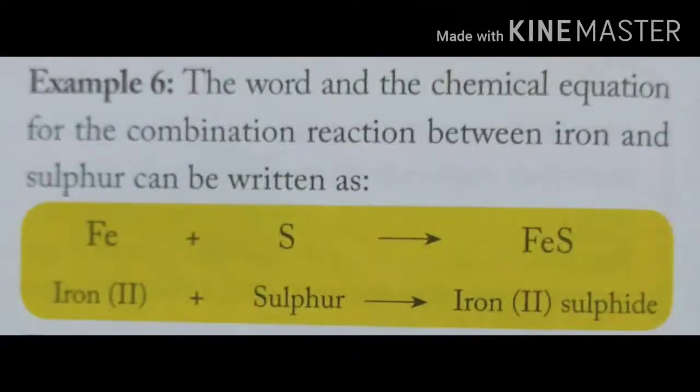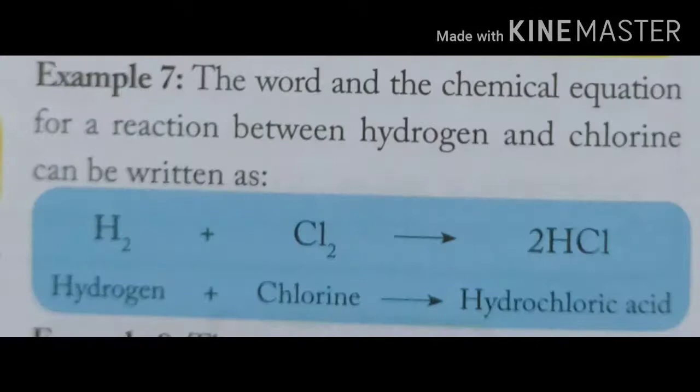Moving to example 7, the word and chemical equation for hydrogen and chlorine can be written as hydrogen plus chlorine giving 2HCl, hydrochloric acid. H2 and Cl2 are the reactants and 2HCl is the product in this reaction.